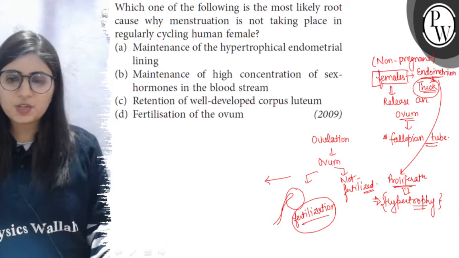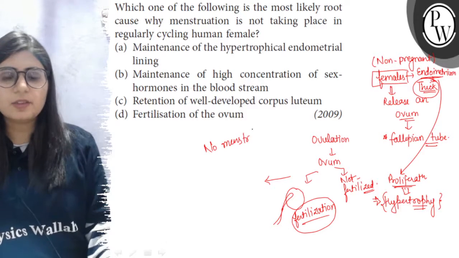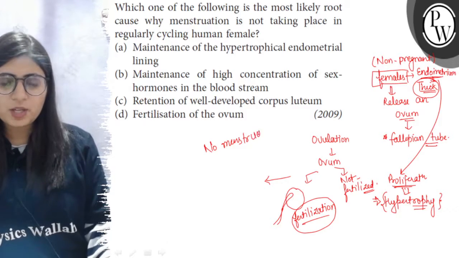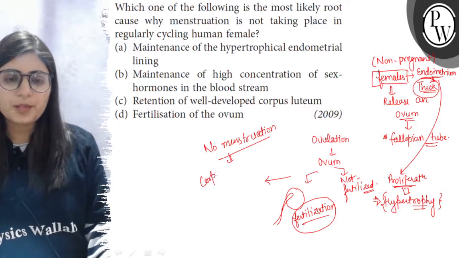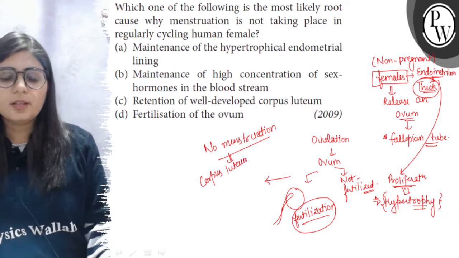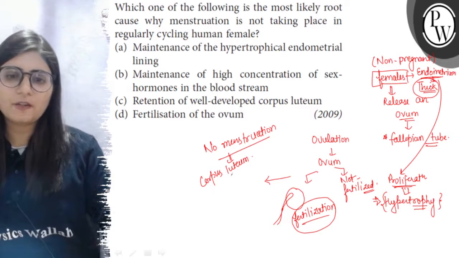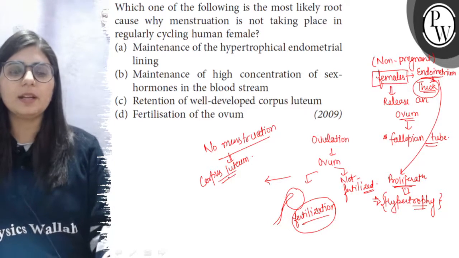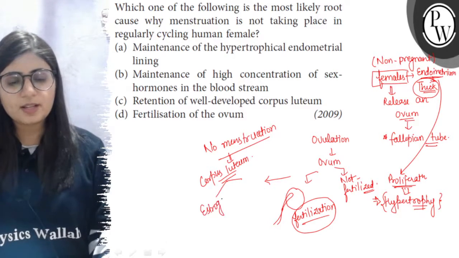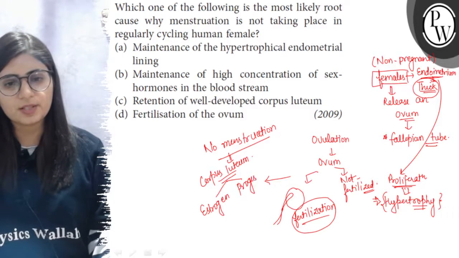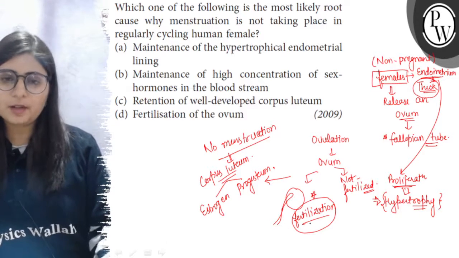When fertilization is there, then there will be no menstruation, means the menstrual cycle will stop temporarily. So no menstruation or no bleeding will be there, because at this point the corpus luteum, which is the endocrine gland formed by the release of the egg from the Graafian follicle, now the empty Graafian follicle has converted into the corpus luteum, and this corpus luteum is secreting the sex hormones, which are known as estrogen and progesterone.